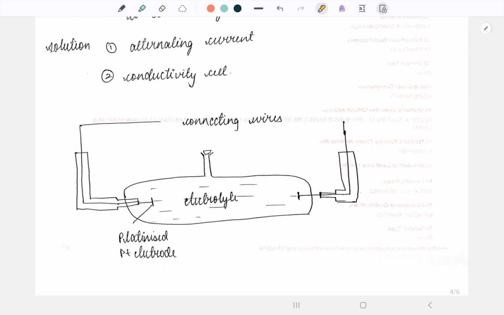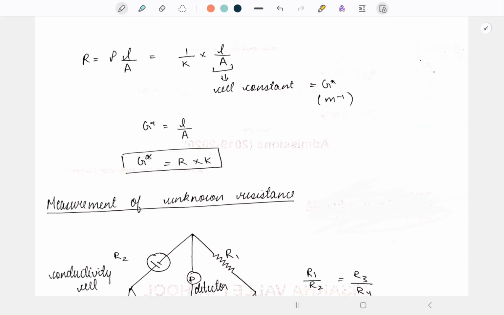So this can be the structure of the conductivity cell, and the area of cross section of the electrodes is A, and they are separated by a distance L. And then we'll be able to find the resistance, and we will also understand that L by A is a cell constant, which is represented as follows, and the cell constant value is L by A, which can further be written as R into K. That is the conductivity.